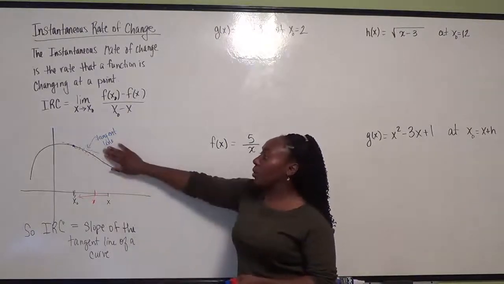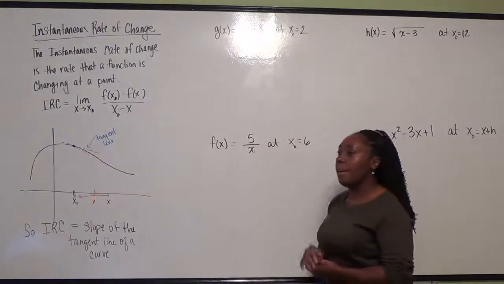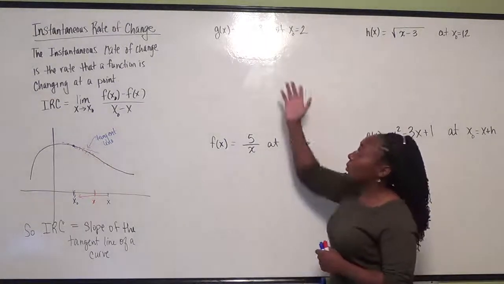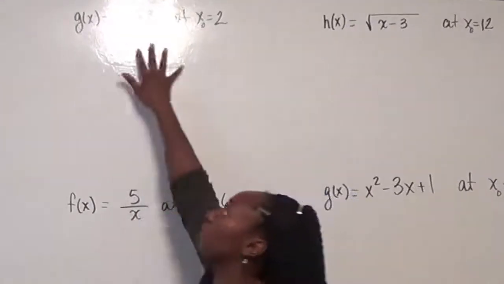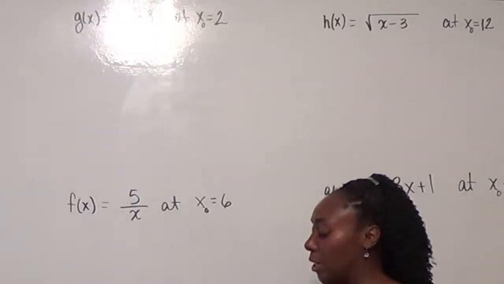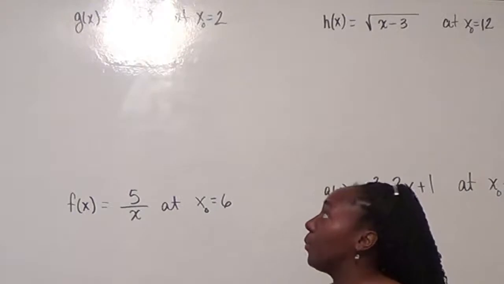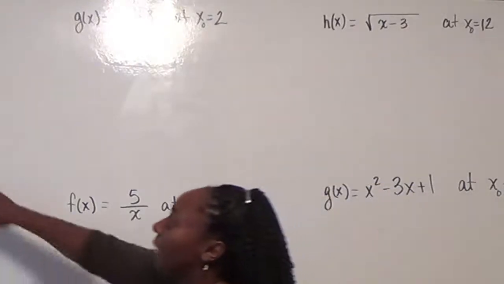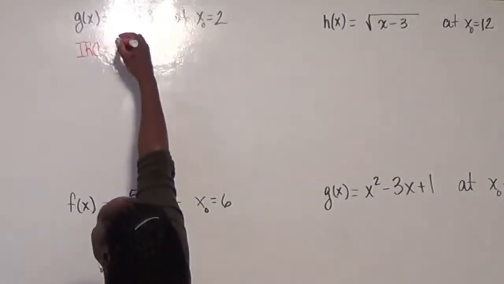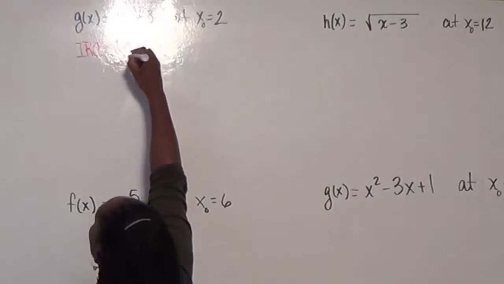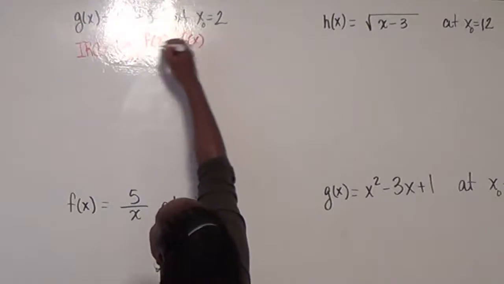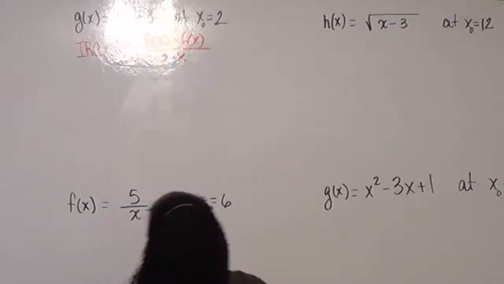So we're looking for the slopes of the tangent lines. Again, just like with the average rate of change, you're going to start by finding some for specific values. Let's look at this first example. g of x equals 4x minus 3. We want to find the instantaneous rate of change when x naught is 2. So if we think of our formula, my instantaneous rate of change is going to be the limit as x approaches 2 of f of 2 minus f of x all over 2 minus x.